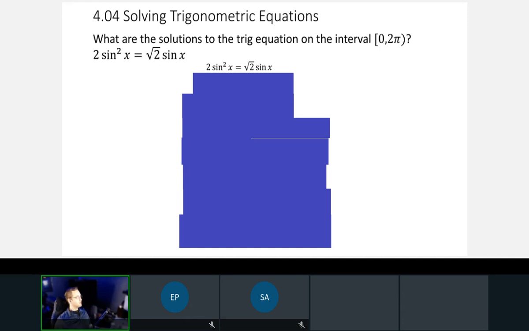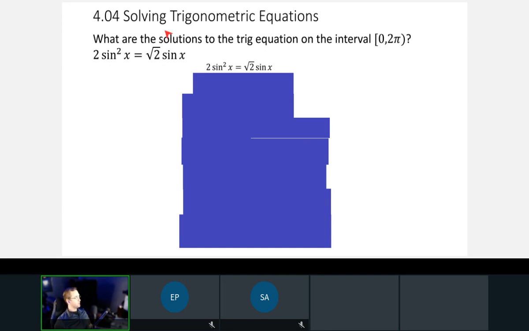All right. Solving. So we want to solve the solutions to the trig equation on the interval 0 to 2 pi. So one rotation. So all the answers must be between 0 and 2 pi. All right. 2 sine squared of x equals rad 2 sine x.